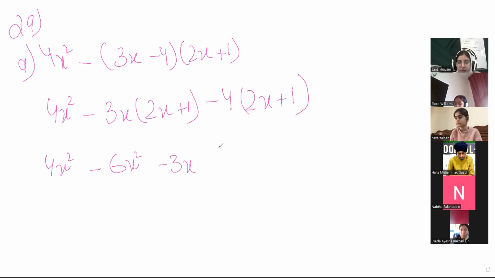Now 4 is being multiplied with this bracket only, right? 4 does not have any variables along with it. So you'll write down simply 4 multiply by 2 gives you 8x, and minus 4. Now it is already arranged in the sequence of the quadratic expression, that is ax square plus bx plus c, right? So if you solve them, what's the answer that you'll get?